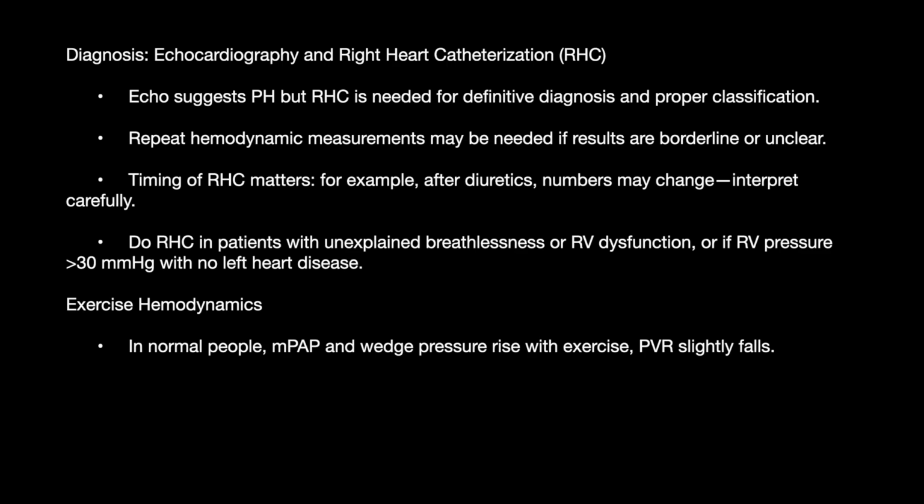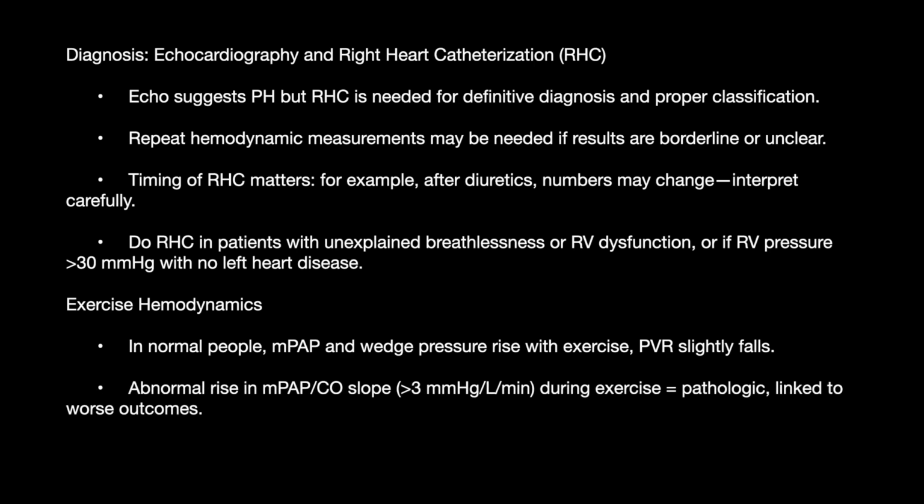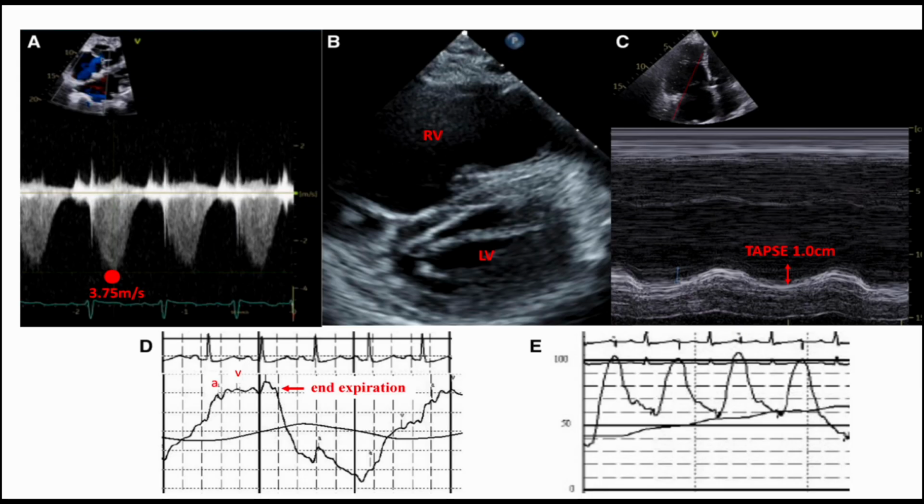Now, exercise hemodynamics. In normal people, the mean pulmonary artery pressure and the wedge pressure rise with exercise. PVR slightly falls. Abnormal rise during exercise is pathologic and is linked with worse outcomes. Still unclear is how to treat the mild and exercise-linked pulmonary hypertension and improve their outcomes.